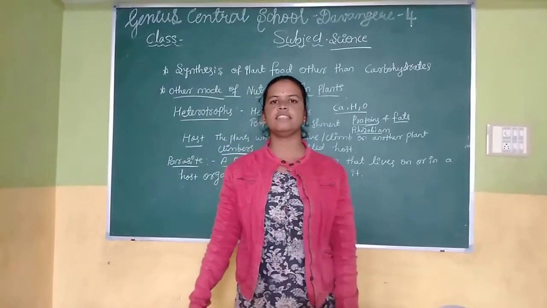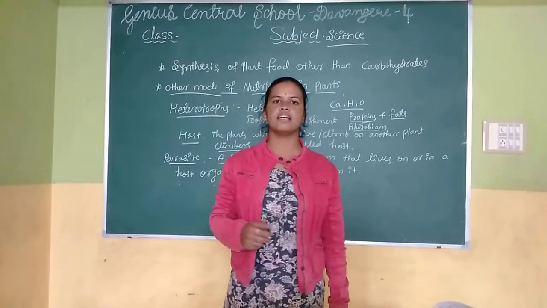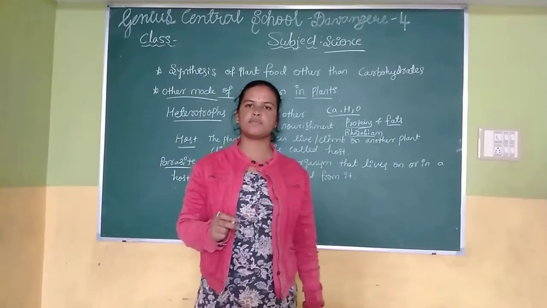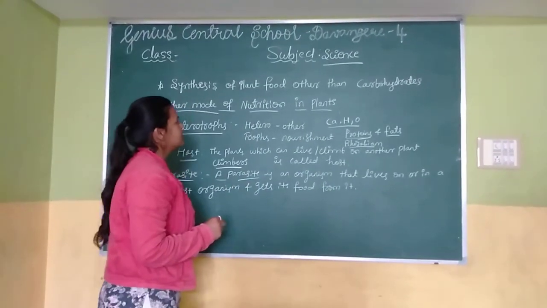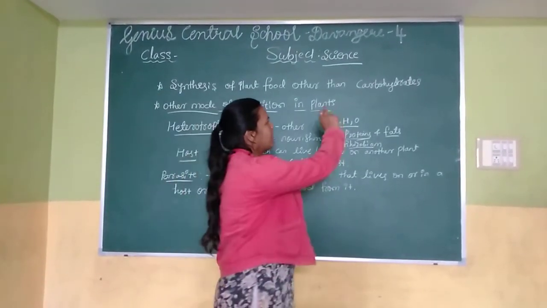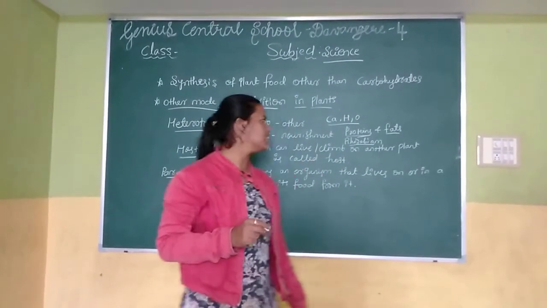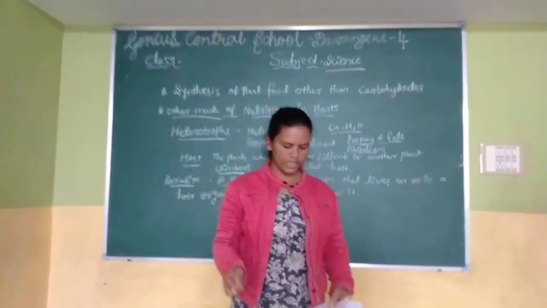Last class we discussed what nutrition is and how plants get nutrients. We discussed autotrophs, heterotrophs, and the photosynthesis process. You have learned that plants can synthesize carbohydrates. Along with carbohydrates, plants can also synthesize proteins and fats.